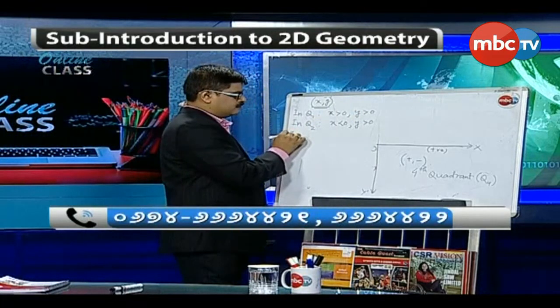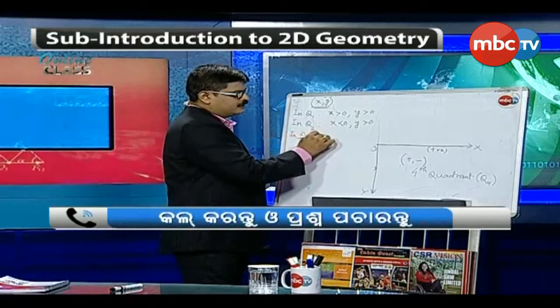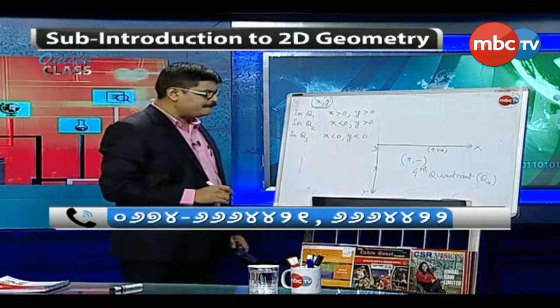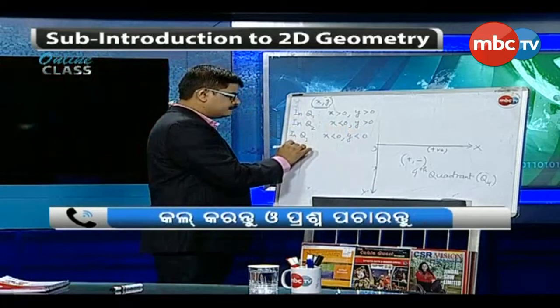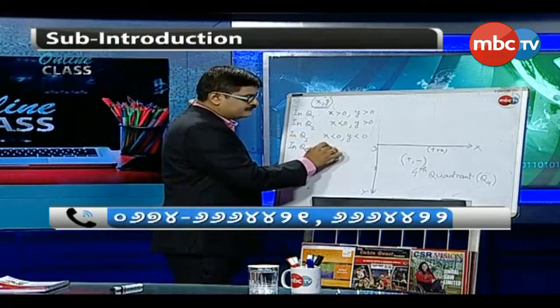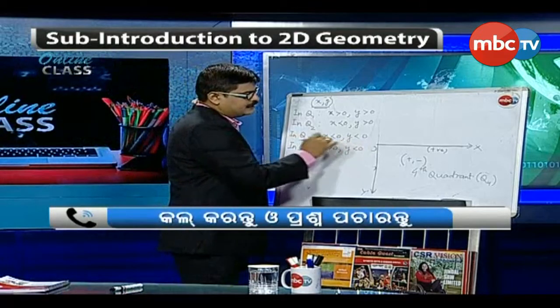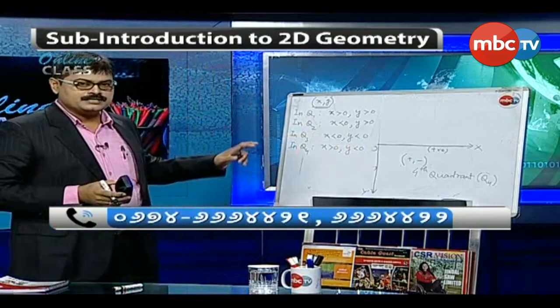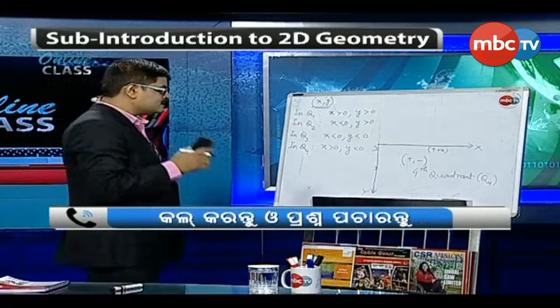In Q3, x is negative, also y is negative. In Q4, x is positive but y is negative. So, these are the signs of the coordinates in different quadrants. Now, let us discuss some questions.